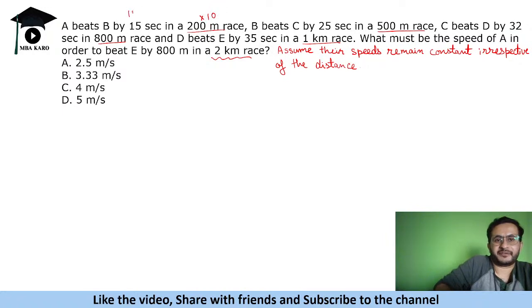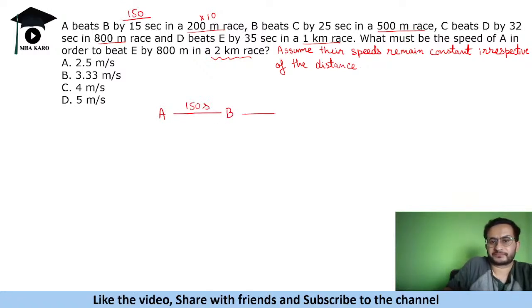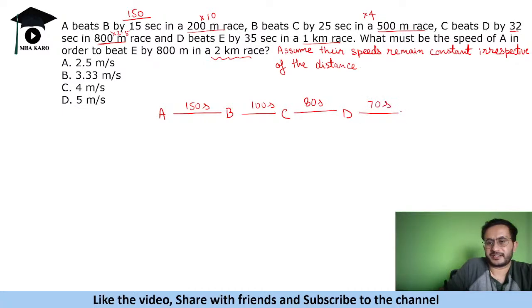Okay. A will beat B by 150 seconds. Right? So when A completes the race, B will come 150 seconds after. Okay. B beats C by 25 seconds in this. So we will multiply this by 4. So B will beat by 100 seconds. This is 32 seconds in 800 meters, 2.5 times. So that is 80 seconds. And D beats E by 35 seconds. So in this there will be a gap of 70 seconds.